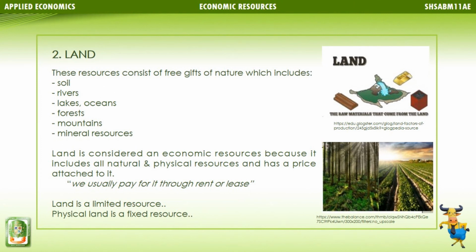Another input of production is land. These resources consist of free gifts of nature, which include soil, rivers, lakes and oceans, forests, mountains, and mineral resources. Land is considered an economic resource because it includes all natural and physical resources and has a price attached to it. We usually pay for it through rent or lease. Land is a limited resource, while physical land is a fixed resource.